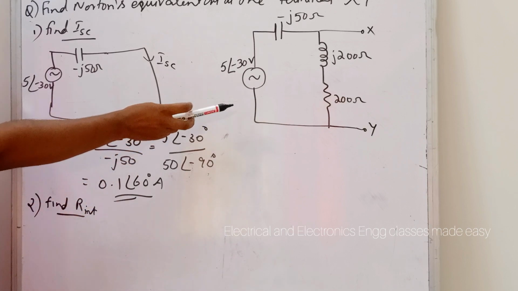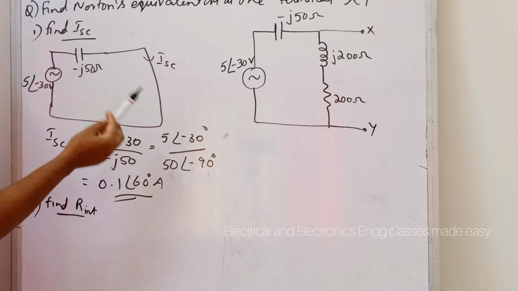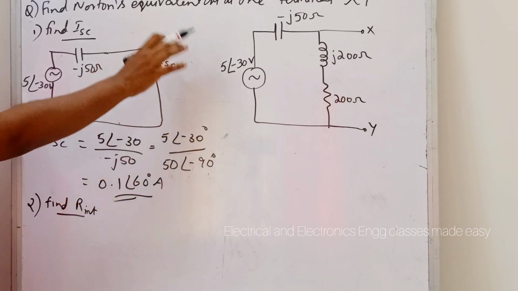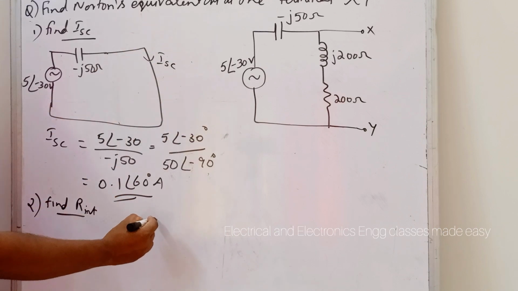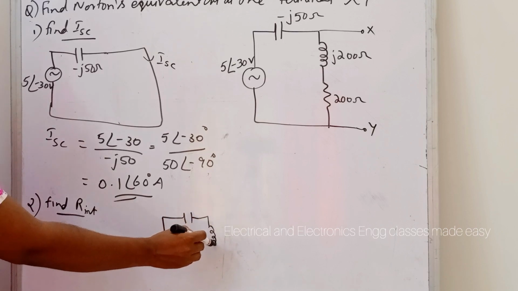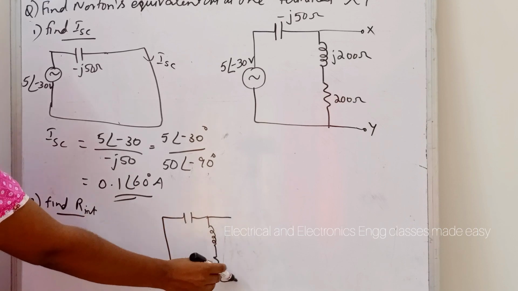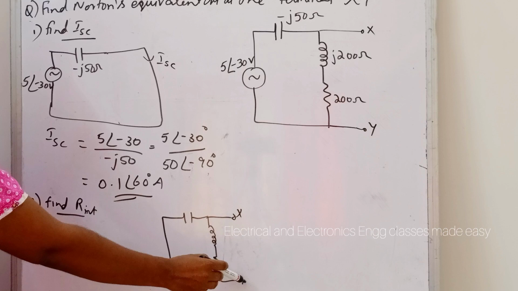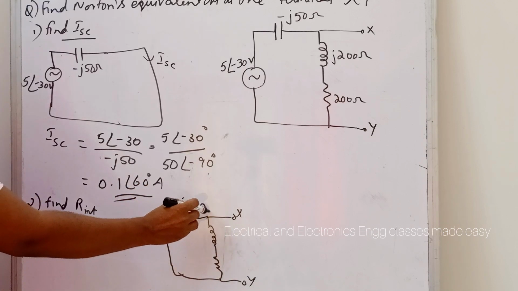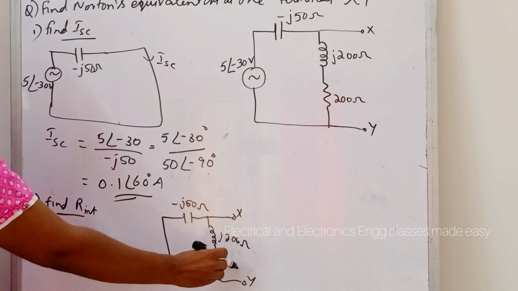So to find R internal, we have to deactivate the sources. Here there is only one voltage source, so we have to short circuit it. After short circuiting, the new circuit diagram is like this, and here this is the XY terminal. So this is minus J50 ohm, J200 ohm, and this is 200 ohm.